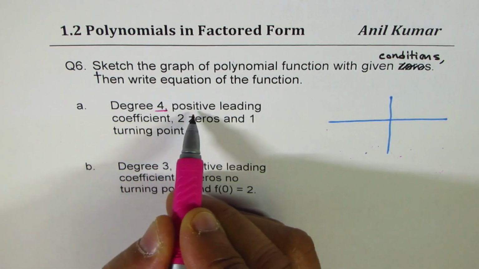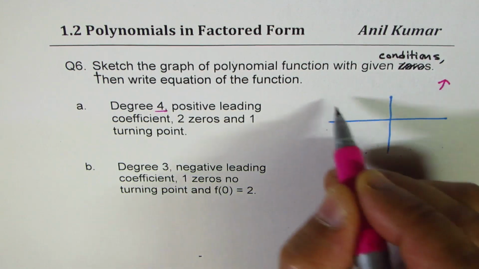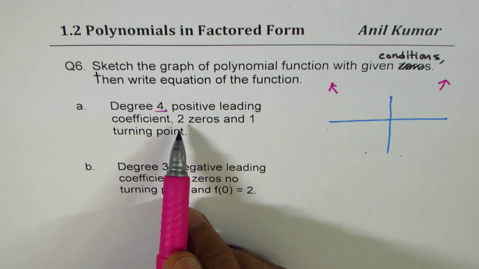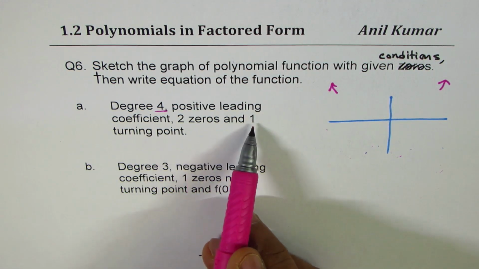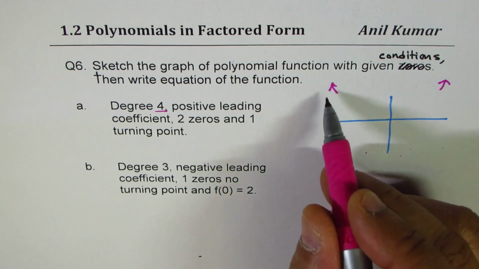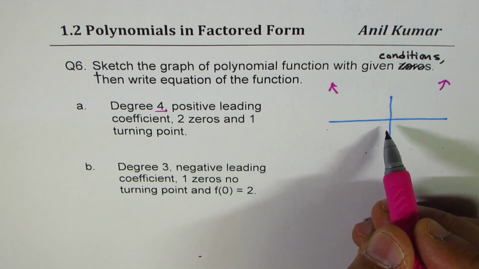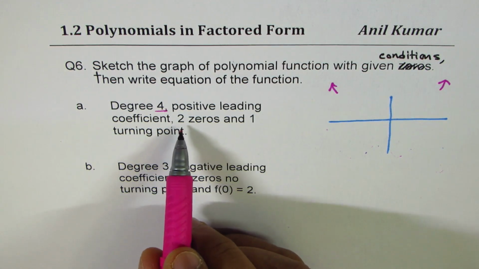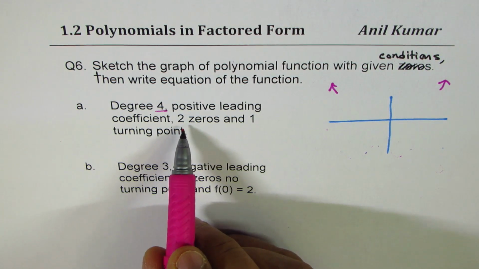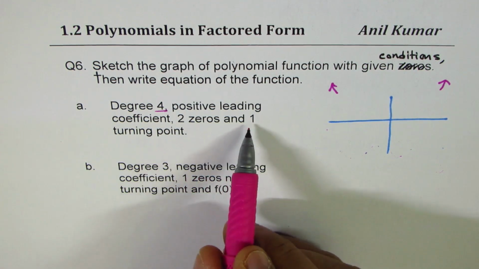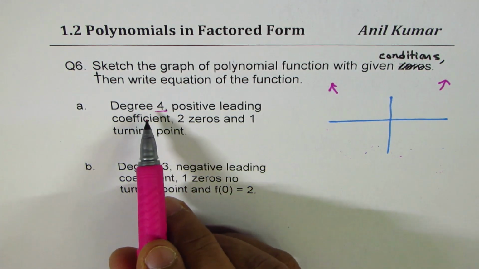Degree 4 means even degree. Positive means right up. So the graph should be something like this. Is it okay? 2 zeros and 1 turning point. So let's say 2 zeros. The zeros could be anywhere, but we need degree 4. So you have to decide. One of them could be cubic, correct? So we'll think about it like a cubic and a linear zero to make it 4, right?